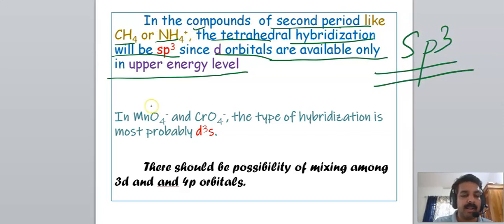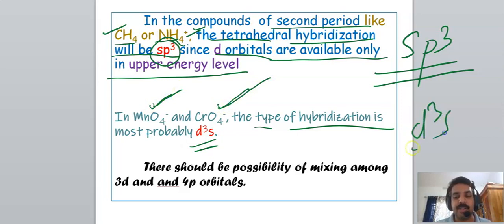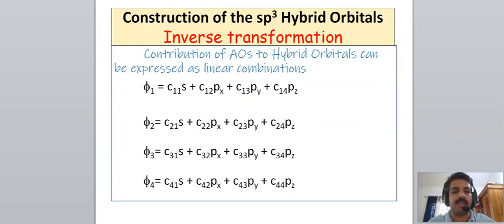But in compounds like MnO4 minus, CrO4 2 minus, the type of hybridization is d3s. In that case we have a lower d level. In the case of CH4 and NH4+, we don't have a lower d; we have only a higher d level. It cannot be used. Therefore, hybridization should be sp3. But in the case of MnO4 minus, CrO4 2 minus like compounds, a lower d level is available, so the hybridization is d3s. Clear?